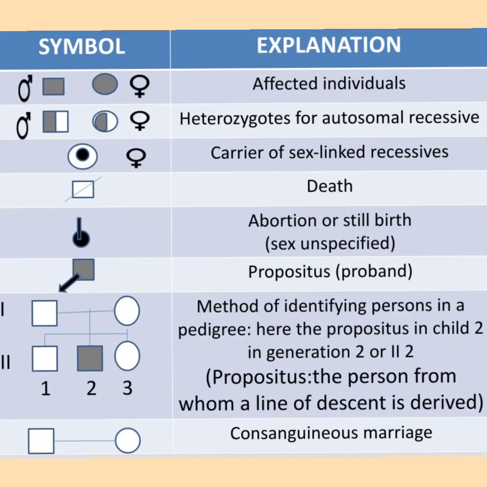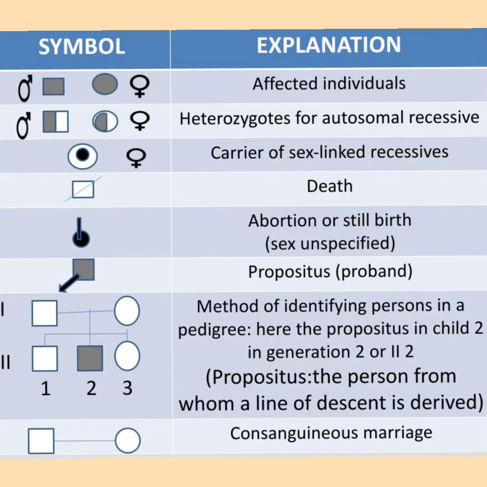Now, you can see here the affected individuals. The affected individuals are shown by a colored square box, which is a male, and a colored circle, which is a female. In heterozygotes for autosomal recessive, half is colored, half is non-colored. It's a square for a male, half colored and half non-colored, and a circle for a female. Now, in a carrier of sex-linked recessives, you have a dark circle in the center surrounded by a light circle.